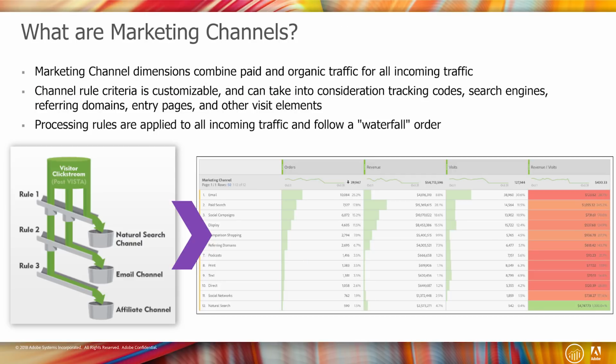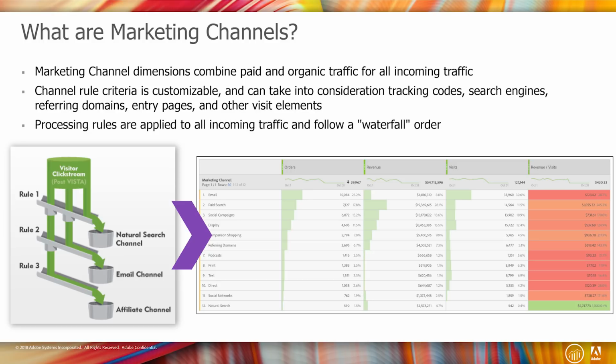So what are these marketing channel dimensions? Marketing channel dimensions, as I mentioned, combine both paid and organic traffic for all of your incoming traffic to the site. Your channel rule criteria is customizable, and it can take into consideration any of those items we were just discussing around tracking codes and search engine detection, as well as referring domains, entry pages, and query parameters.